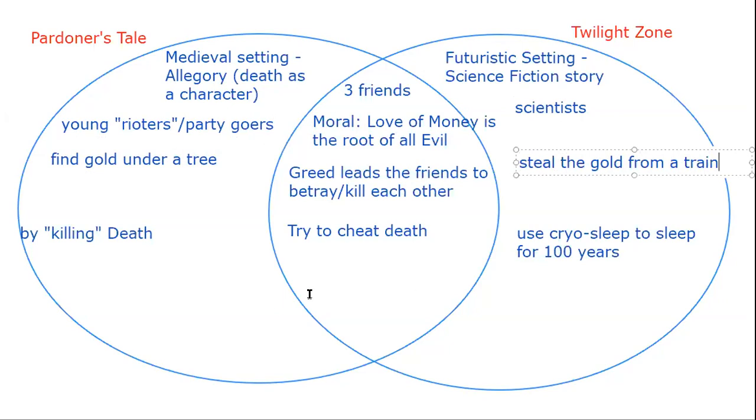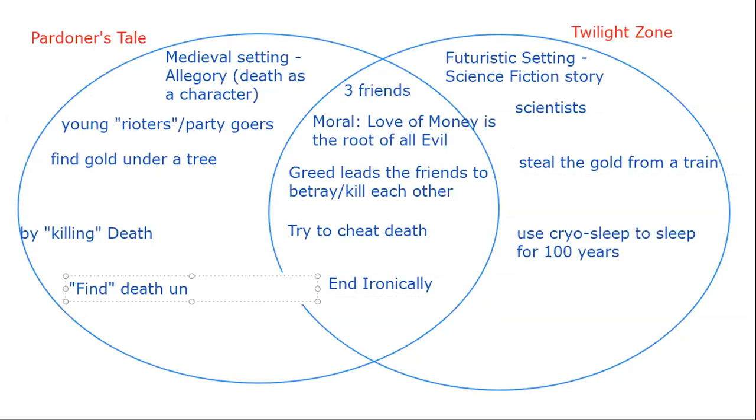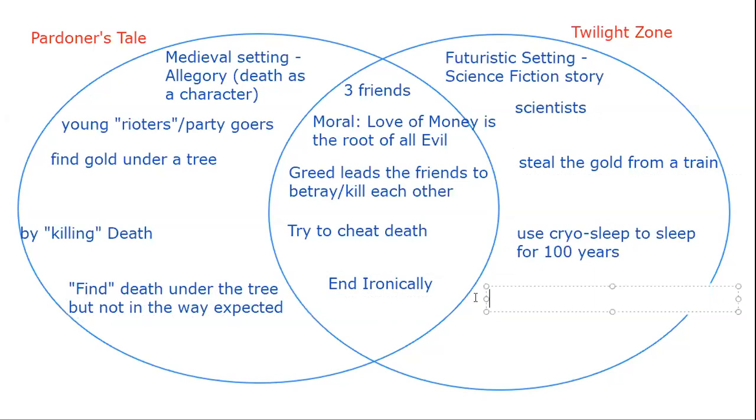Then both of these stories end ironically. In the Pardoner's Tale, the ending is ironic because they find death under the tree where the old man said they would find it, but not in the way they expected. In the Twilight Zone episode, the irony is that gold is worthless in the future.